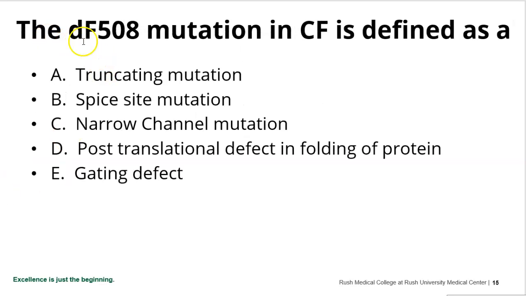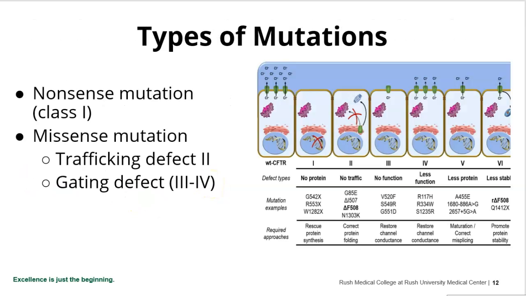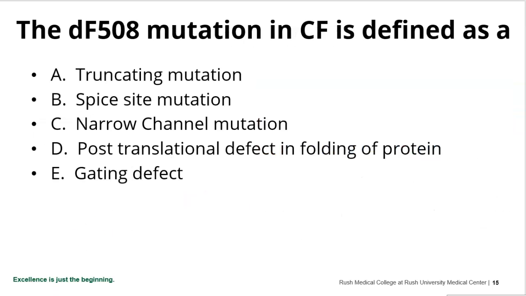So the delta F508 mutation in the CF gene is defined as a truncating mutation, a splice site mutation, a narrow channel mutation, post-translational defect of the folding, or gating defect. So let's go back here, and where's our delta F508? It's right here. This is a problem with the folding of the protein. And that concludes this lecture.